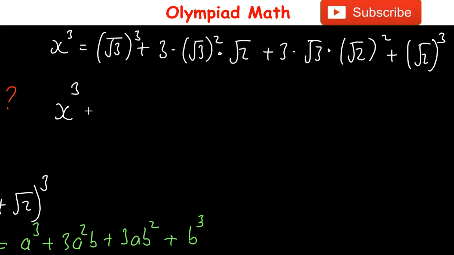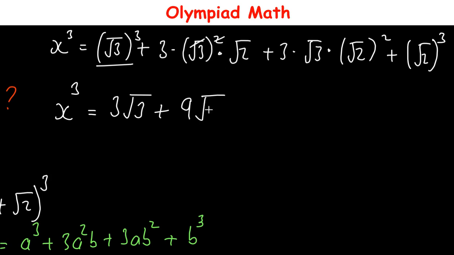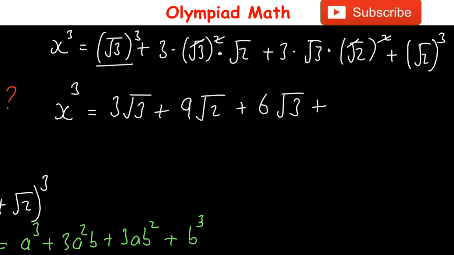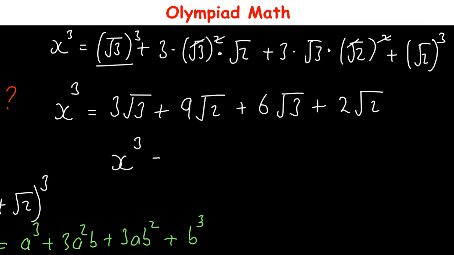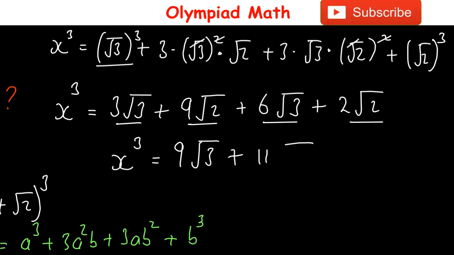So x raised to power 3 is equal to, this will give us a value that equals 3 times root 3, then plus, the square roots cancel, 3 times 3 is 9, then times square root of 2, then plus, the square roots cancel, 3 times 2 is 6, so 6 times square root of 3, plus root 2, all cubed, is equal to 2 times root 2. So with this, we have the value of x raised to power 3. This equals, so 3 root 3 plus 6 root 3 equals 9 root 3. Then plus 9 root 2 plus 2 root 2 equals 11 root 2.